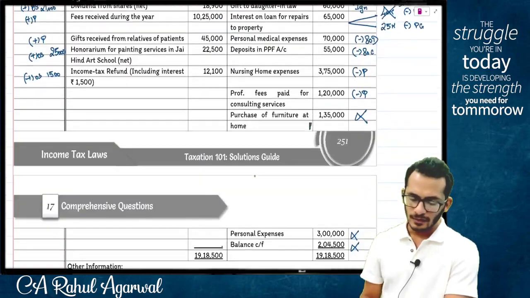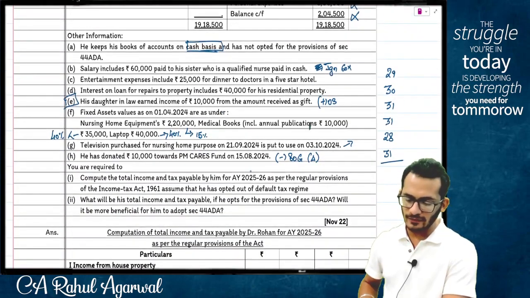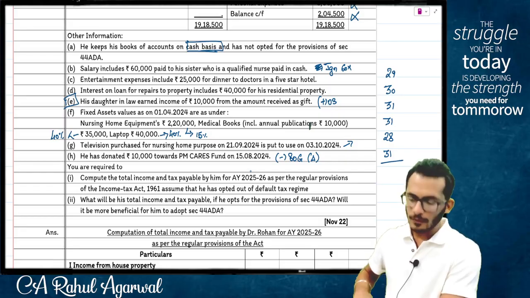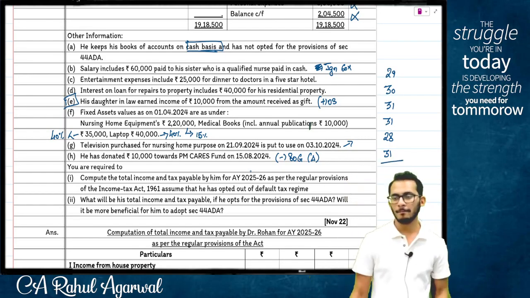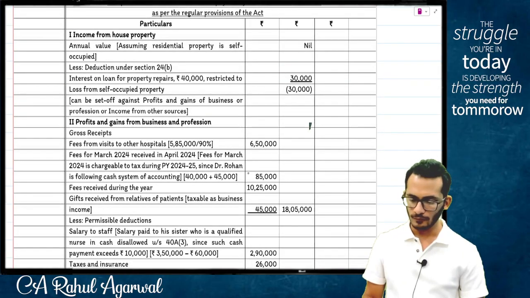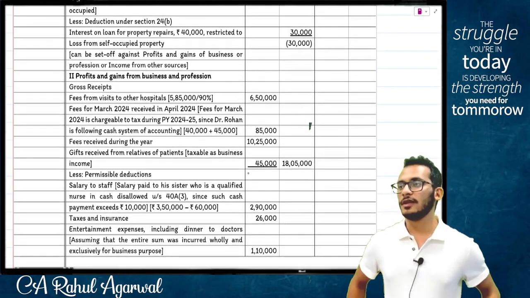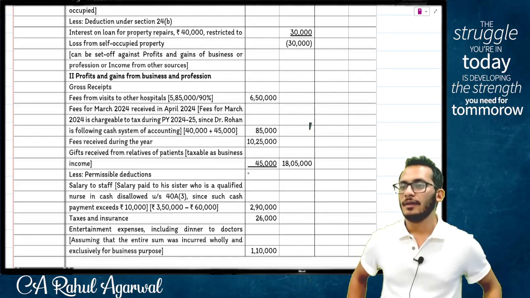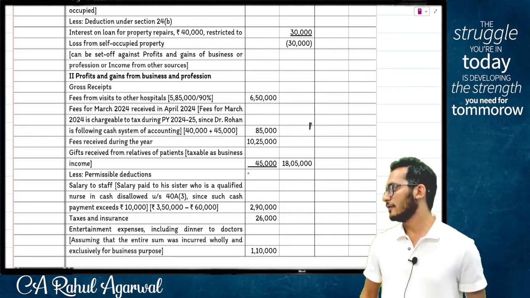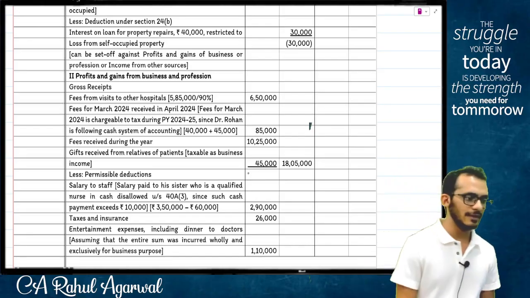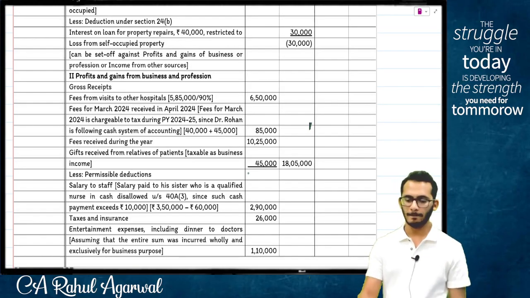Before you start writing payments, let's check additional information if there are any more pluses. In additional information, do I have any more pluses in PGBP? No pluses in PGBP. Total the receipt side, put it in the second column. The number is 18,05,000. Yes.